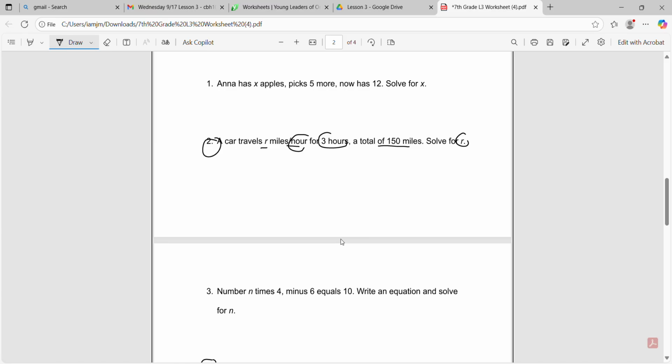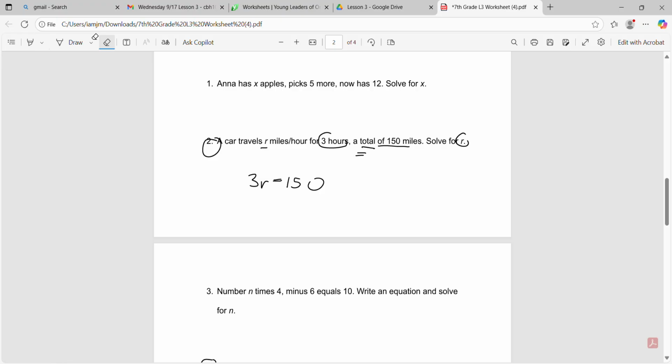So we'll solve this by multiplying the hours, since hours times the number. So we'll multiply the hours to our variable r, with the equal sign indicating the total of 150 miles. So if we ran for 3 hours and we got a total of 150 miles, it will tell us how many miles per hour the car ran.